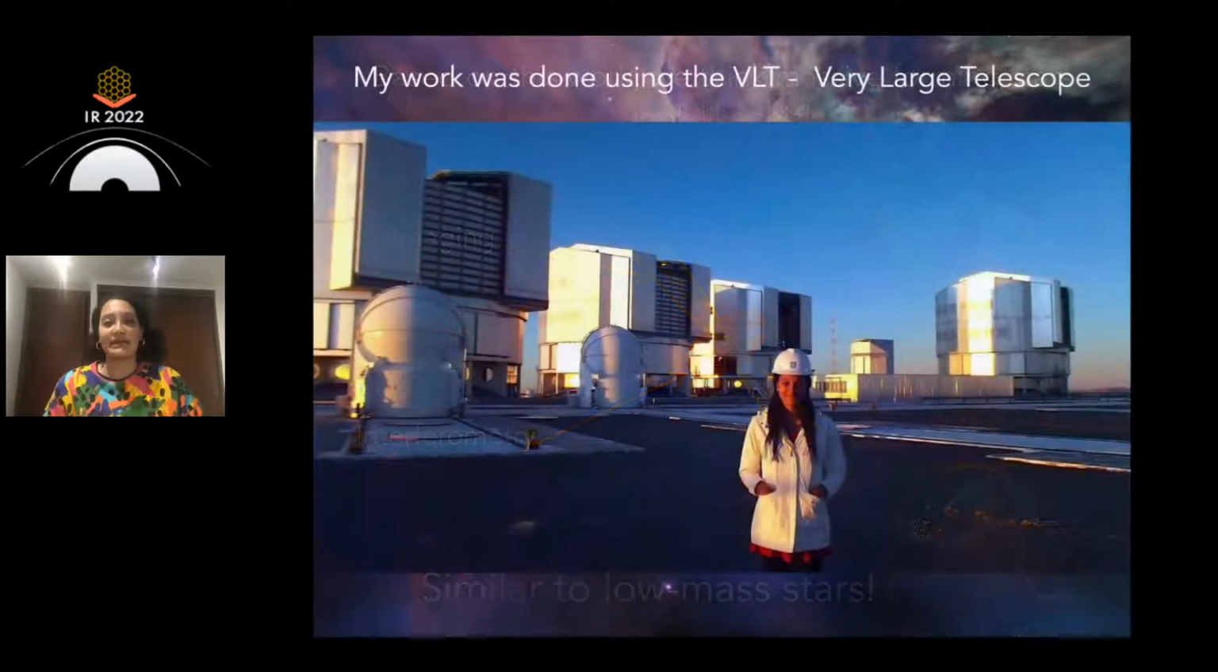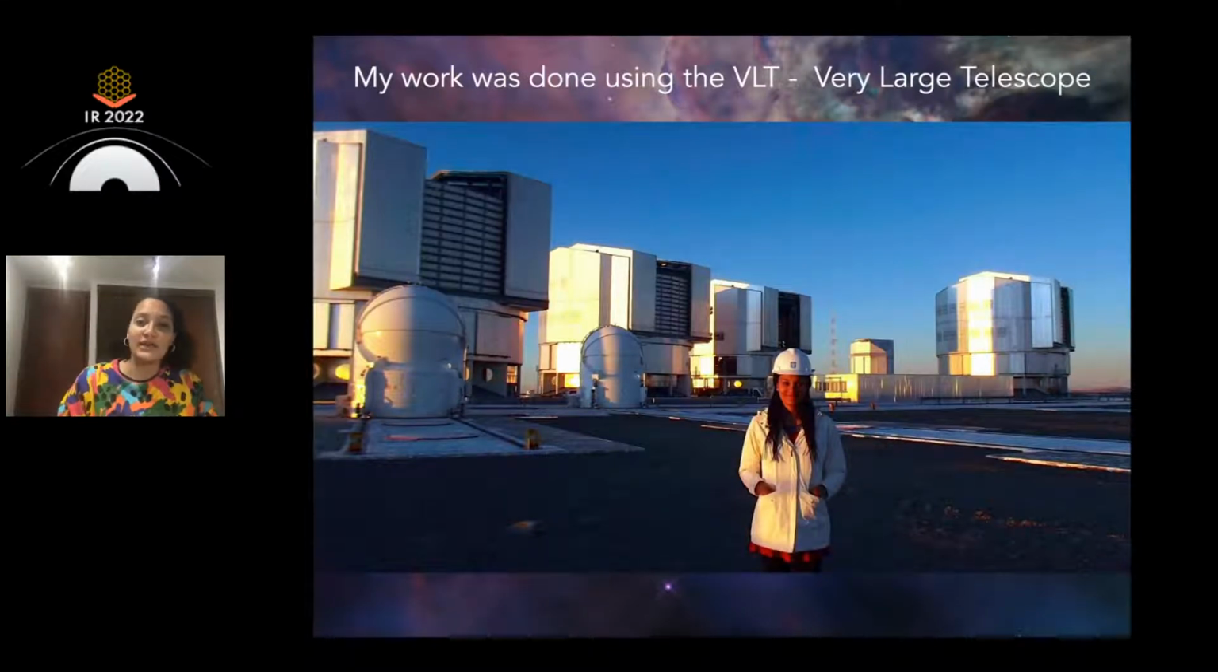I just want to finish by telling you a bit about the telescopes that I use to do my work. So here you can see a picture of me in front of the observatory that I use, or the collection of telescopes that I use. And this is the VLT, the Very Large Telescope. And the observatory has two different kinds of telescope, which I'll tell you about in a second.